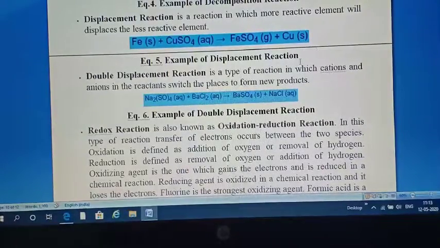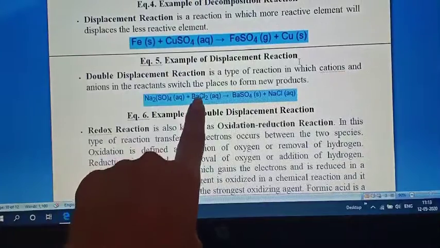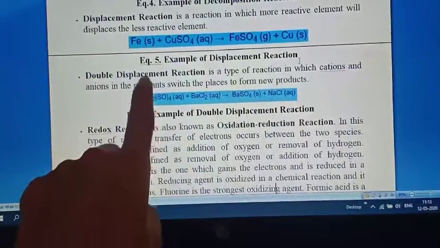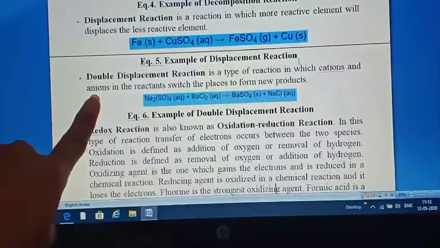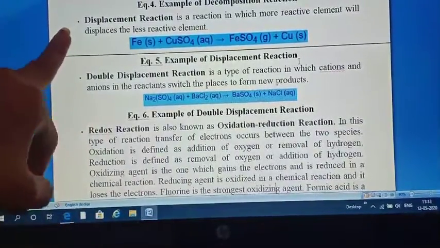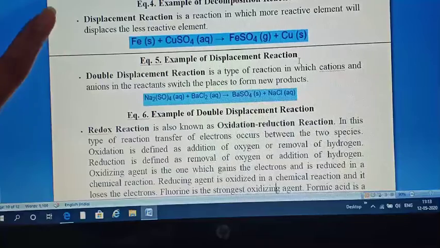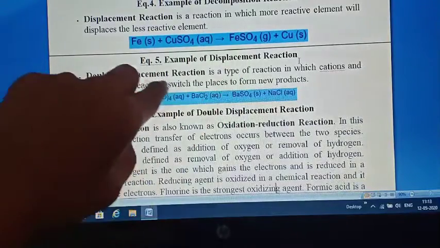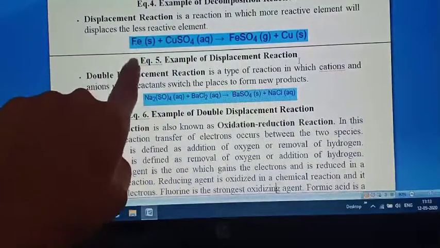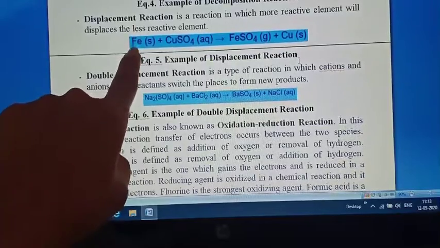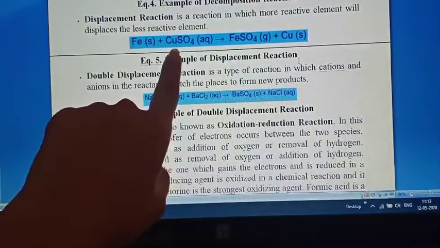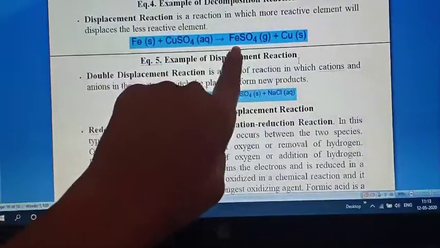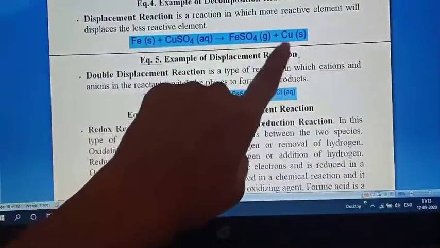Here you can say the displacement occurs two times: Ba takes the place of Na and Na takes the place of Ba. So we consider this process as double displacement, while in a single displacement reaction only one is displaced. Here Fe is more reactive, that's why Fe displaces the Cu. So Fe takes Cu's place and Cu is removed. So the new products are FeSO4 plus Cu.